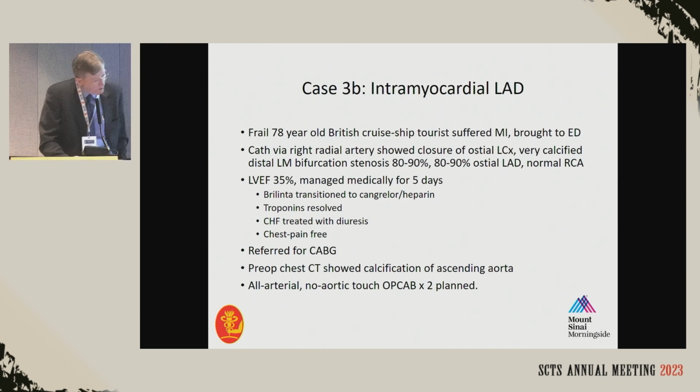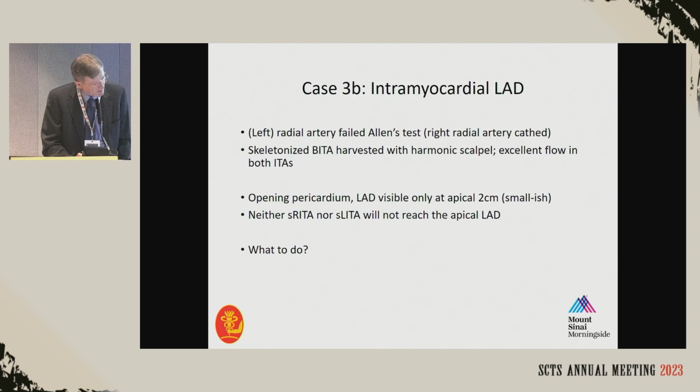But he had a calcified right radial and showed a lot of disease. EF was low, we got him over his MI, let the Brilinta wear off, et cetera. His pre-op chest CT shows really significant calcification of the ascending aorta, and we plan an all-arterial, no aortic touch, two-vessel bypass. The radial can't be used. Right was calcified, the left fails. So we decide on skeletonized bilateral mammary.